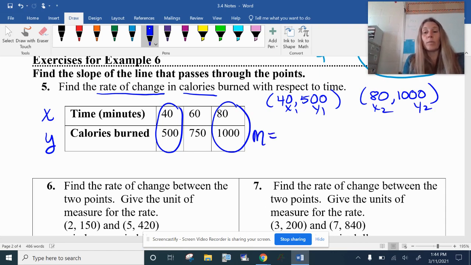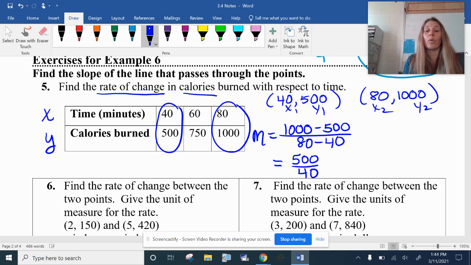Just using my slope formula, I'm going to do 1000 minus 500 whenever I have the option. I usually go for the bigger number minus the smaller number. Then I have to follow the same pattern. So since I did Y2 minus Y1, I'm going to do X2 minus X1. And that's going to give me 500 over 40. Now, if you divide that out, 500 over 40, what do you get? Well, right there, I know those. Simplify, 4 goes into 5 once, and then you get 12.5.